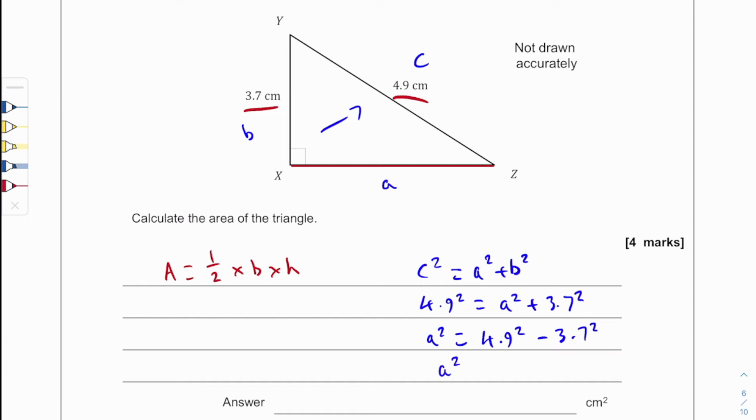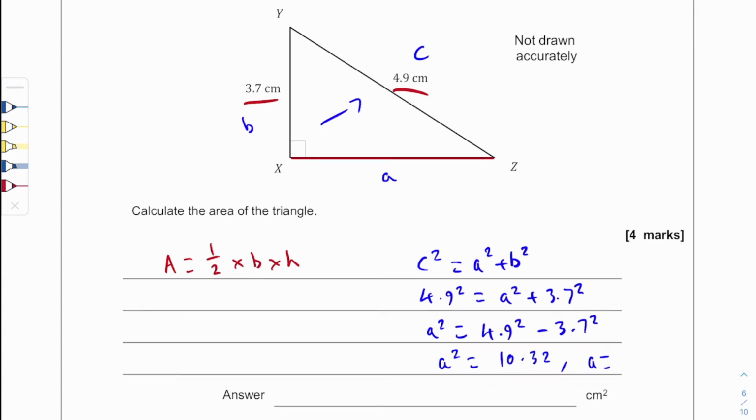So a squared is equal to, calculator again, 4.9 squared, take away 3.7 squared. So that is equal to 10.32. So therefore we can say a is equal to the square root of this, which is 3.2, and because it's not our final answer, we'll keep it to 3 significant figures, so we'll go for 3.21.